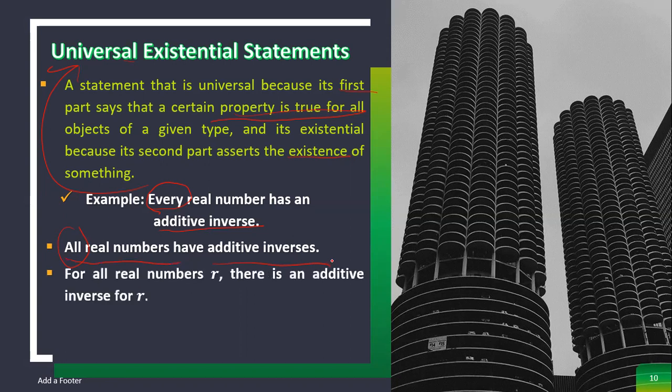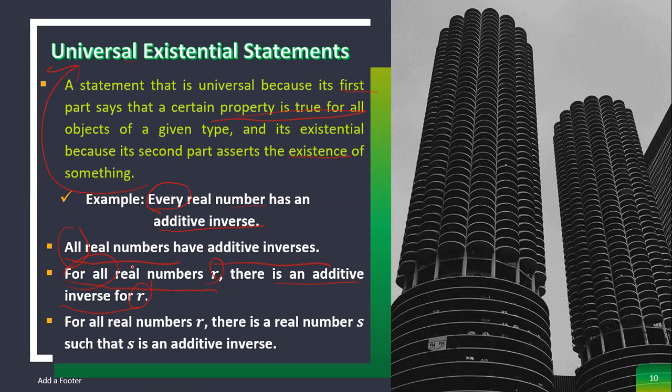We can also rewrite this as for all real numbers R, there is an additive inverse for R. This time, we make use of the variable R to represent the real number. Okay? So again, we use "for all", so that is universal, and there is an existence of an additive inverse for every real number, so that is existential.